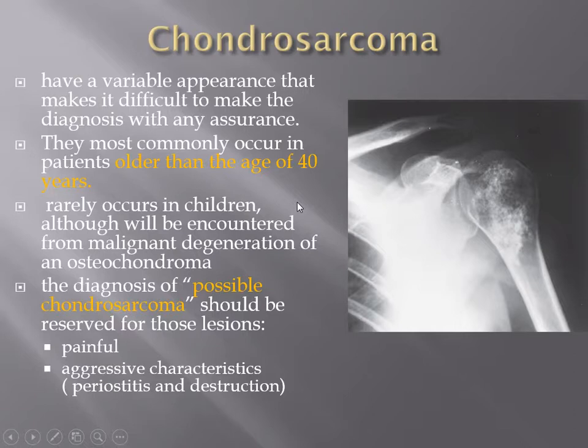Next one is chondrosarcoma. We said it's usually in patients older than 40. Sometimes it's very difficult to diagnose, and it rarely occurs in children. However, it can be encountered in any patient who already has an osteochondroma. They said we should not mention the words possible chondrosarcoma unless we have two things, painful or aggressive characteristics. If it's painful or has some aggressive characteristics, you mention possible chondrosarcoma. Otherwise, it's a chondroma.